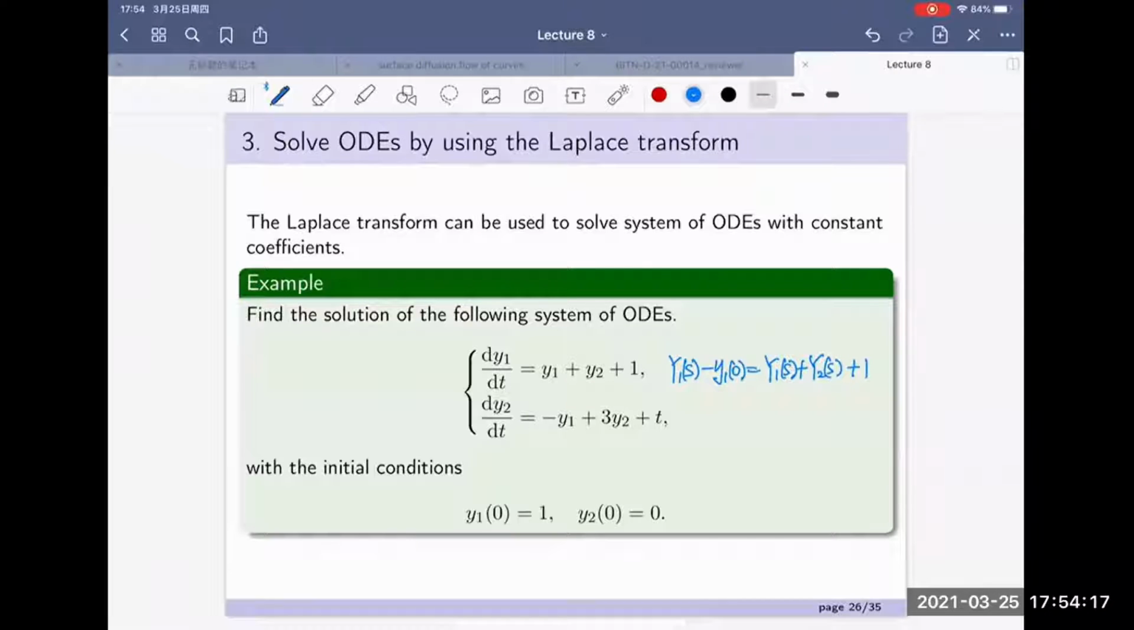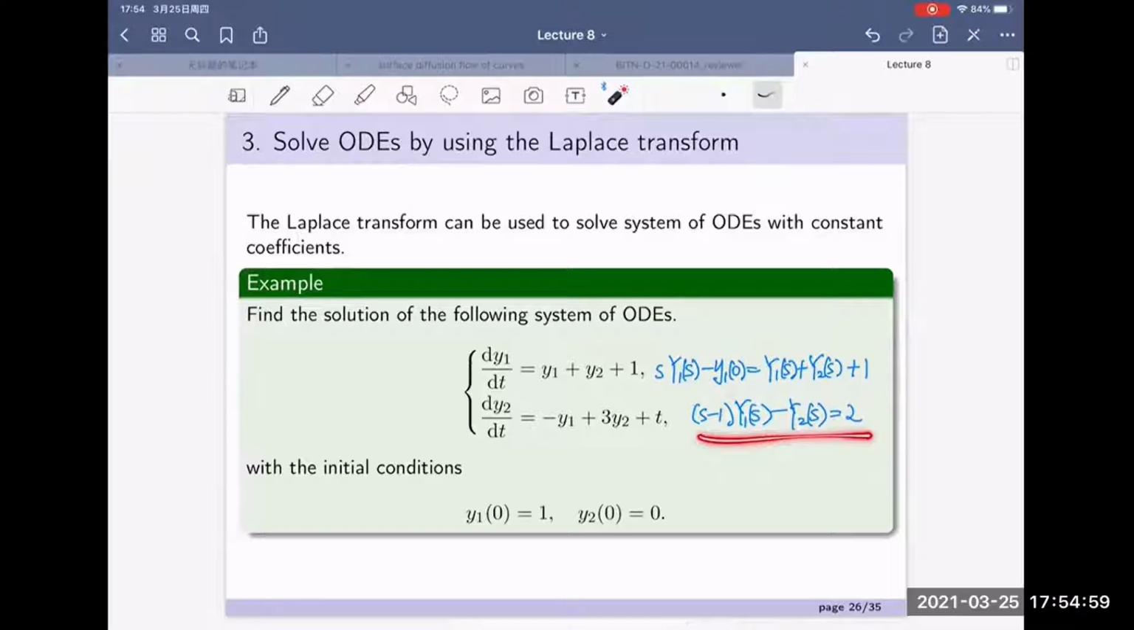Okay. Then this is 1. So you get S here. Let's collect all the coefficients of y1. You get S minus 1 times y1 minus y2 equals 2. Okay, so this is 1, this is 1. You get 2 on the right side.